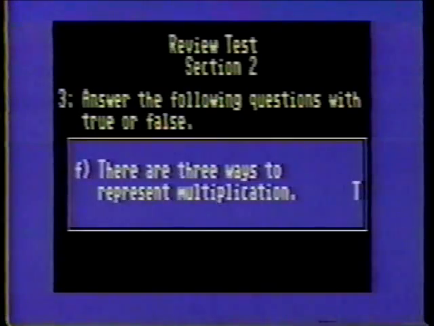3F. There are 3 ways to represent multiplication. The answer is true. Multiplication can be represented by parentheses, a dot, and by the traditional X.